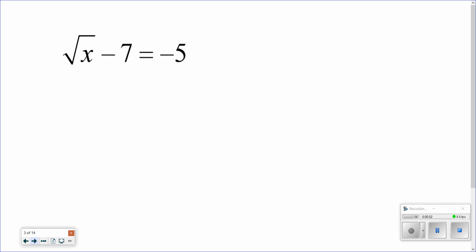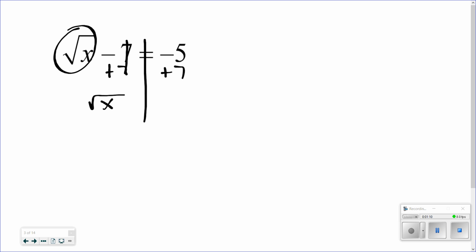So we want to get x by itself, right? So we have the square root of x minus 7. We're first going to get the square root by itself. So I want to get this part by itself. So I'm going to get rid of the minus 7. There's my equal sign. So I'm going to add 7 to the other side. That would give us the square root of x equals, negative 5 plus 7 is 2.